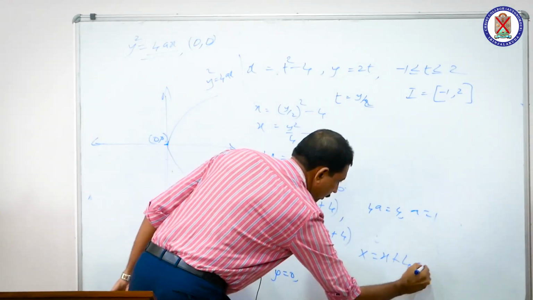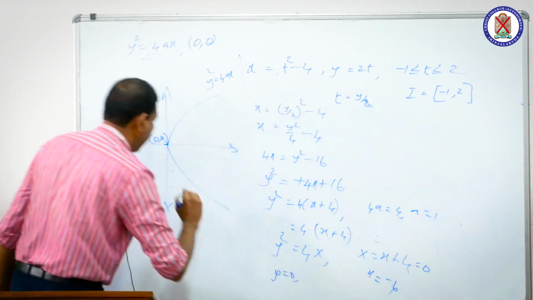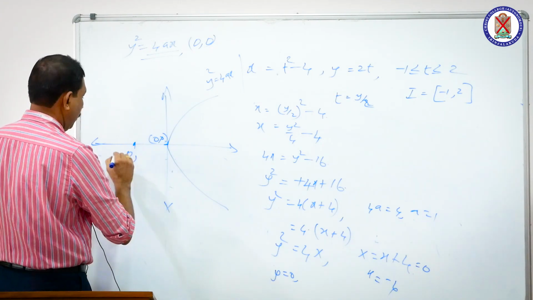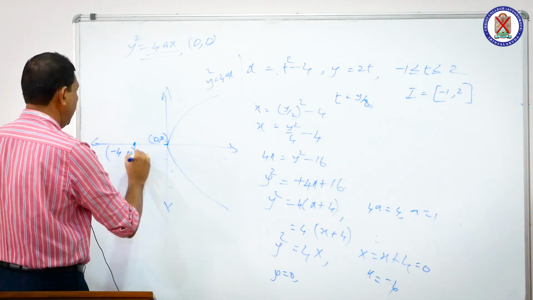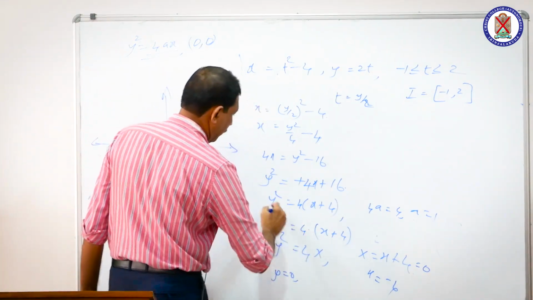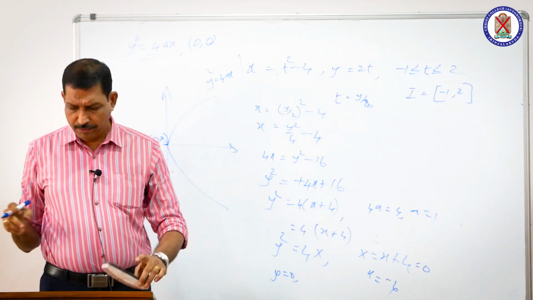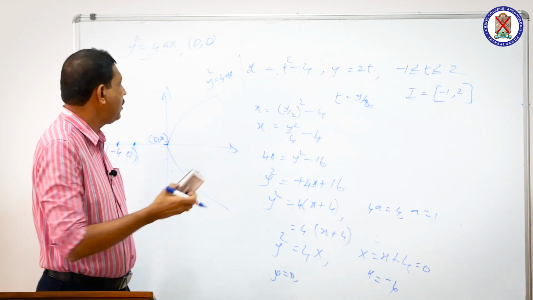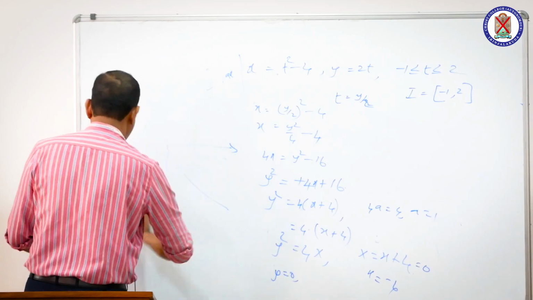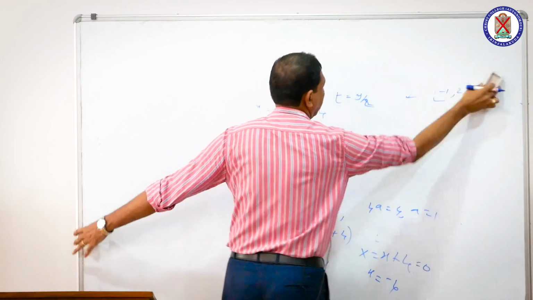X plus 4 equal to 0, therefore x is equal to minus 4. Therefore, its vertex becomes the point minus 4, comma 0. This is the vertex of this new parabola y square equal to 4 into x plus 4. In a similar fashion, we can draw different curves by using the given parametric representation.